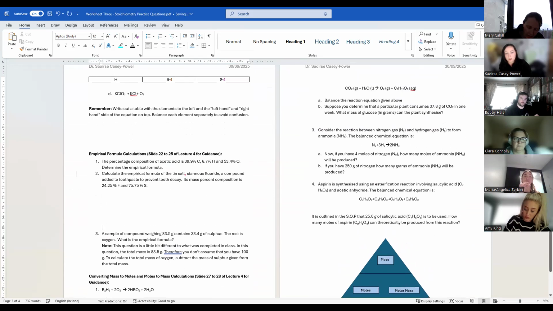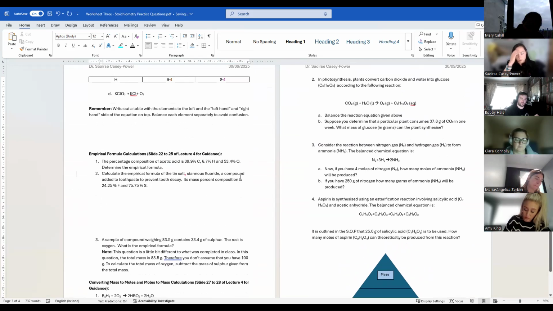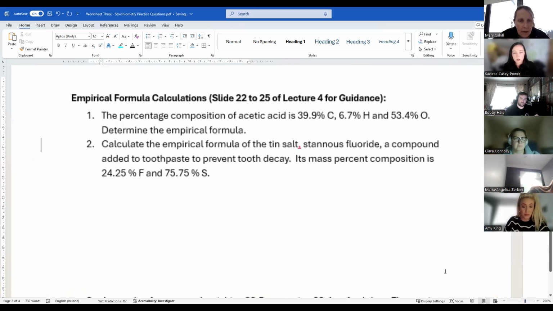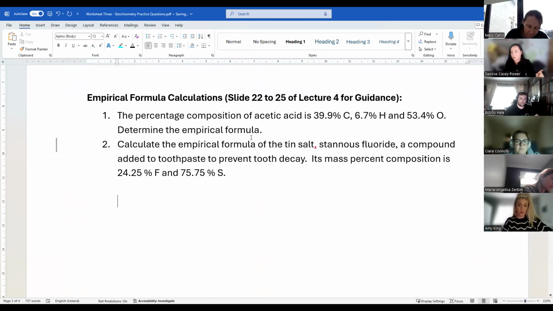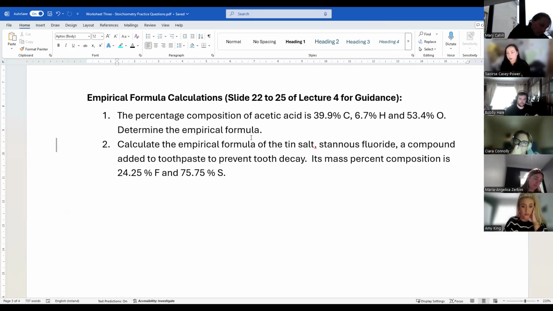Okay, so I'm going to do part 2 there. Just as a recap from last week, your empirical formula is the simplest ratio of the moles of each of your elements together. Your molecular formula tells you the precise number of atoms of each element in a compound. Your empirical formula tells you the ratio between them. So it can sometimes look a bit different from your molecular formula, but it's mostly used for determining the ratio and showing it in its simplest form.